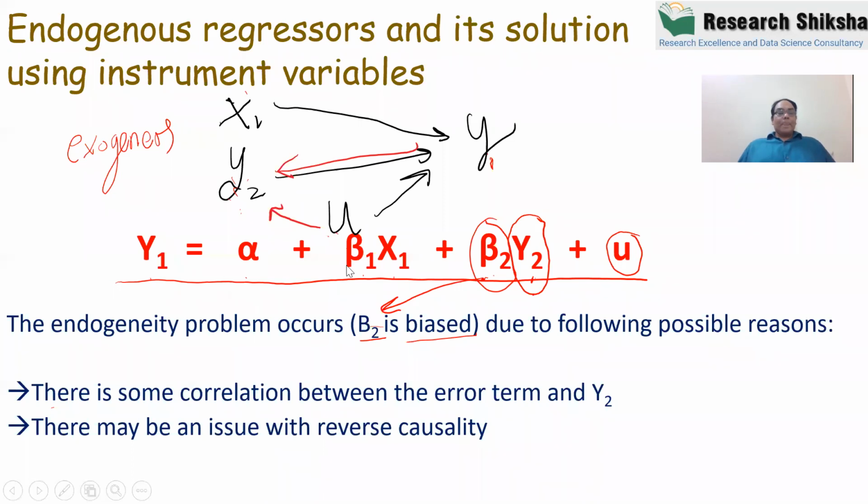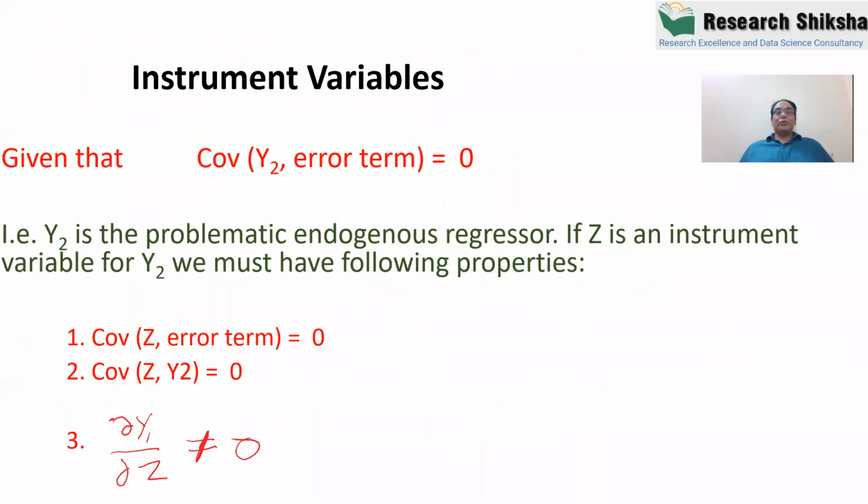And this problem is coming because of two reasons: the error term is found to be correlated with one of the independent variables. So this variable is not actually purely exogenous, it is an endogenous variable. And this endogenous variable has reverse causality with the dependent variable y1. Okay, so now what is the concept of instrument variable in second stage least square that I am going to show you? We have to solve this problem with the help of some instrument variables.